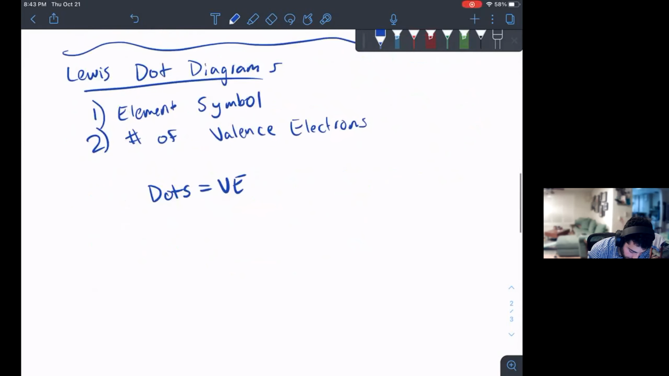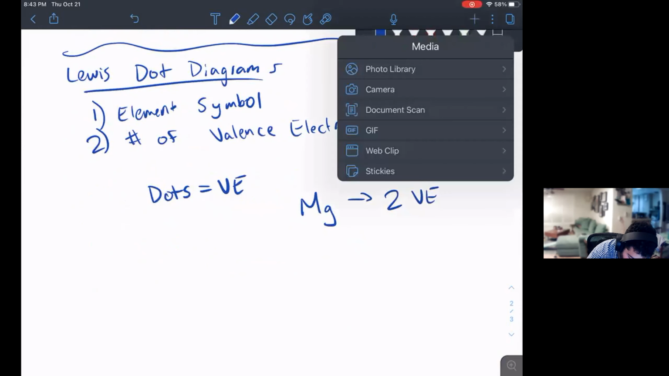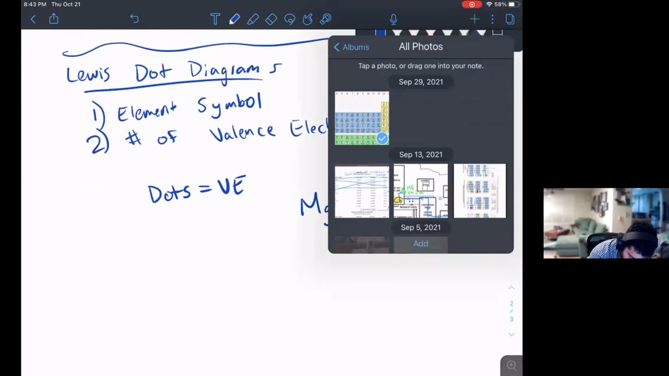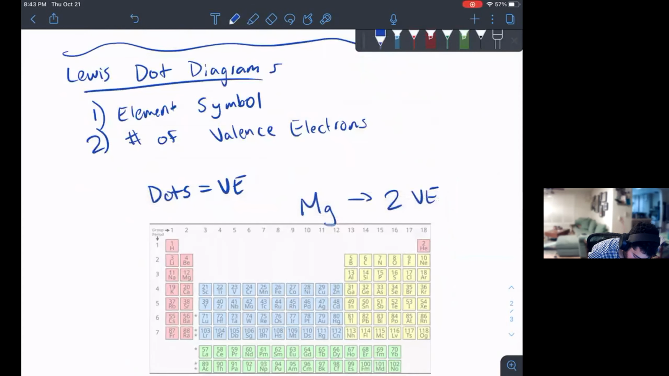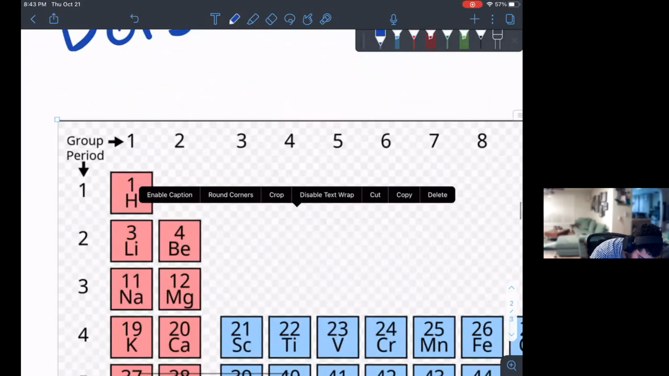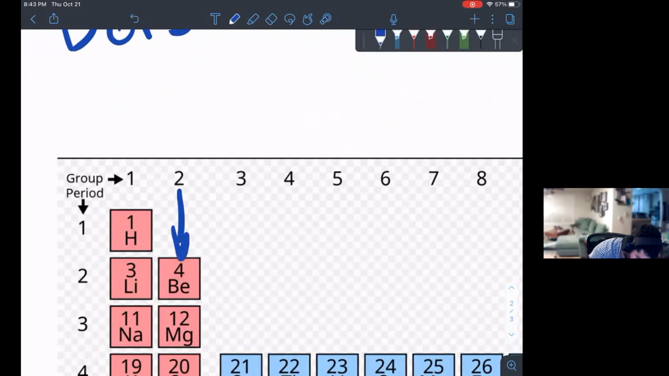So if we take the atom, let's say magnesium, Mg. Mg has 2 valence electrons. If you're saying, Mr. Garcia, how did you get that so fast? Well, there's a really easy way. We look at our periodic table. Magnesium is in group 2. Oh, magnesium's in group 2 right here. Therefore, it has 2 valence electrons.